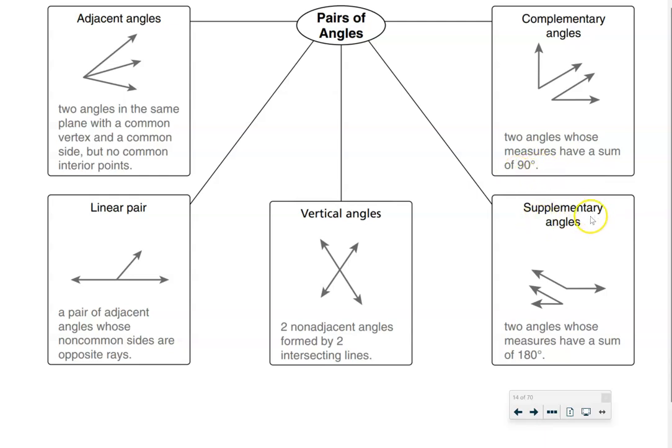All right, supplementary angles. Two angles whose measures have a sum of 180. So the two angles add up to equal 180 degrees. So let's say, for instance, this was 10 degrees, and that means this angle right here will be 170 degrees. They have to add up to equal 180. So keep this in mind. Linear pair over here, these angles are always supplementary. So if you see a linear pair, it's also supplementary.